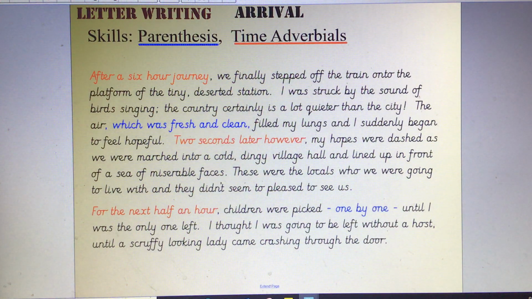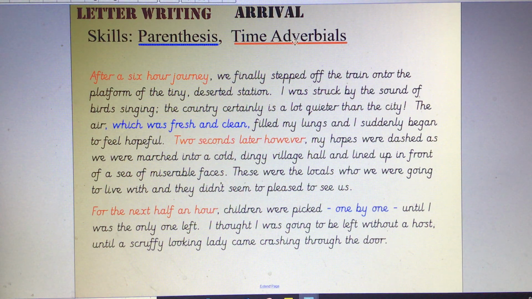Excellent. Okay, so I want you to move on now to writing the rest of your letter, using your plan to guide you with your ideas that you had. I want you to focus on the two skills that we've talked about this week. Try and still use those examples of parenthesis, but now I want you to really think about those adverbials of time as well. Okay?